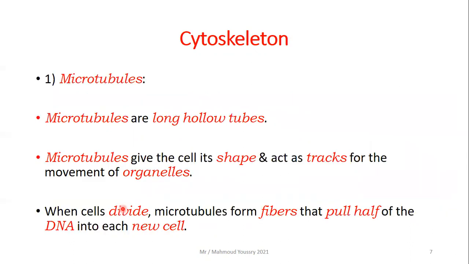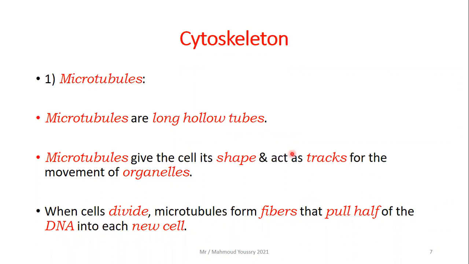Let's see. First, microtubules. Microtubules are long hollow tubes like a straw that give the cell its shape and act as tracks for the movement of organelles. So this is like the pathway for the movement of the organelles inside the cell. When cells divide, microtubules form fibers, called spindle fibers, that pull half of the DNA into each new cell.